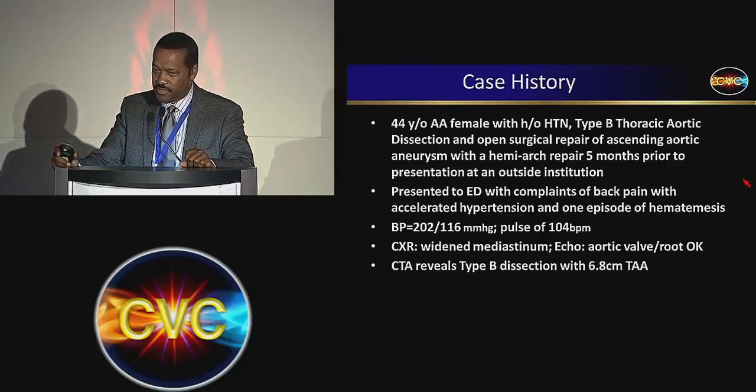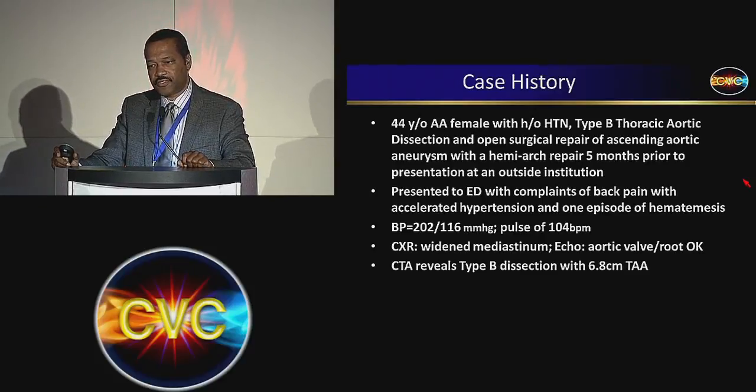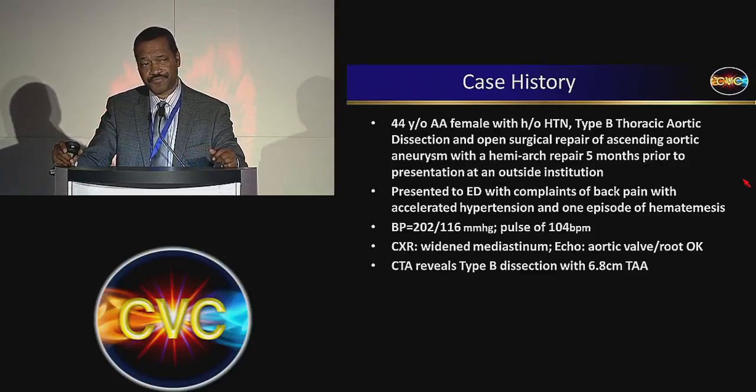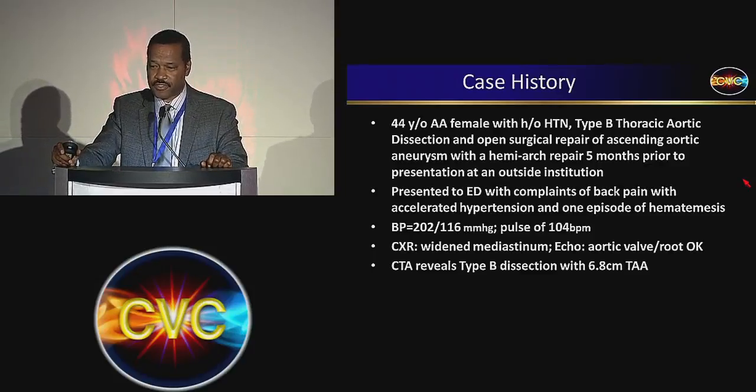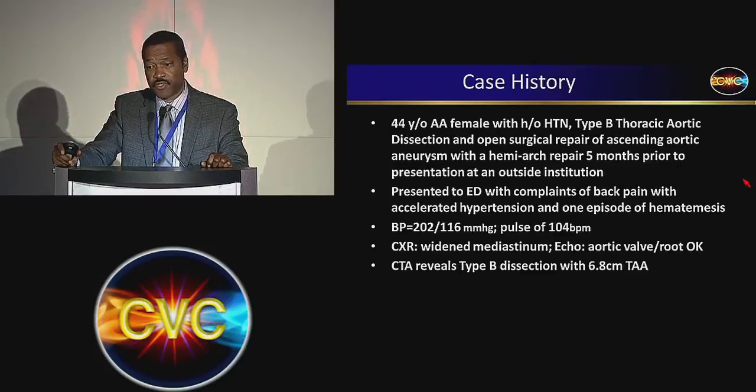And she shows up to our emergency room again about 5 months later with complaints of severe back pain, accelerated hypertension, and 1 episode of hematemesis. Her blood pressure was documented to be 202 over 116. She was a little tachycardic with a pulse of about 104, presumably related to the pain. Her physical examination was remarkable for the fact that her pulses were the same in both upper extremities. There was no murmur noted on cardiac exam.